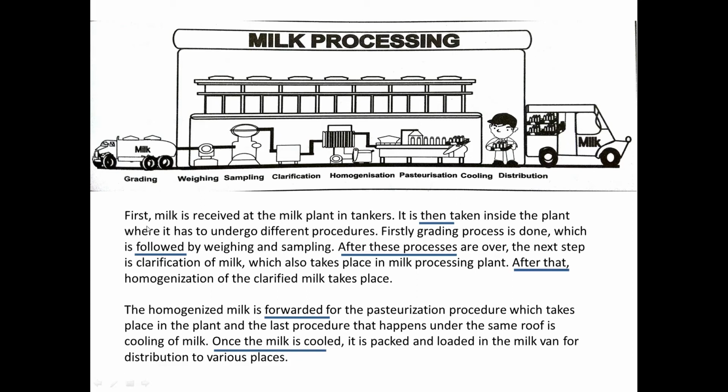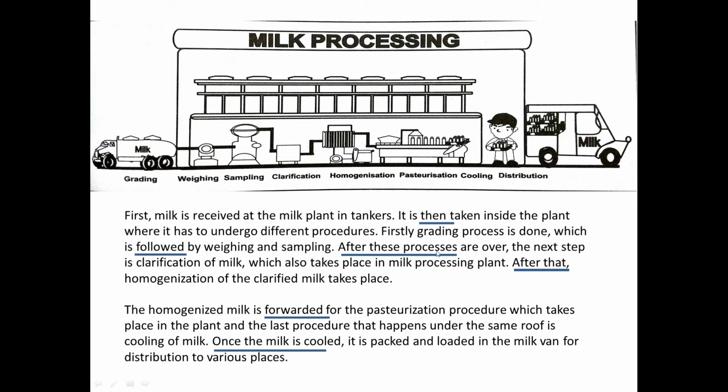We have to just explain everything that is happening in the diagram from the first stage until the last stage. So let's begin. First, milk is received at the milk plant in tankers. So here milk is received. It is then taken inside the plant where it has to undergo different procedures. Firstly, the grading process is done, which is followed by weighing and sampling. So here firstly we can see the grading process is done, and then the weighing and sampling processes are done. So we have used "which is followed by" to link it.